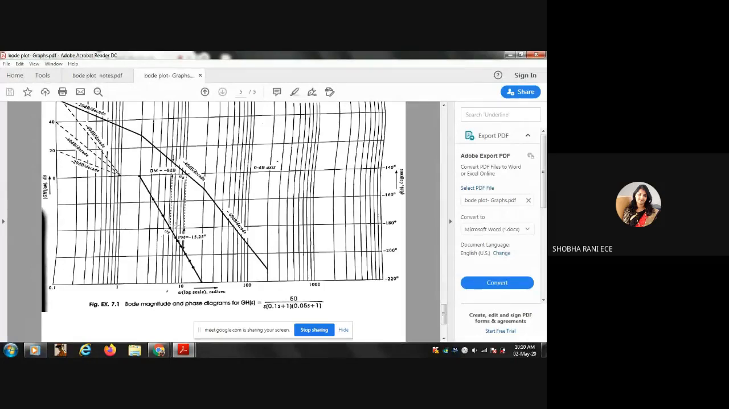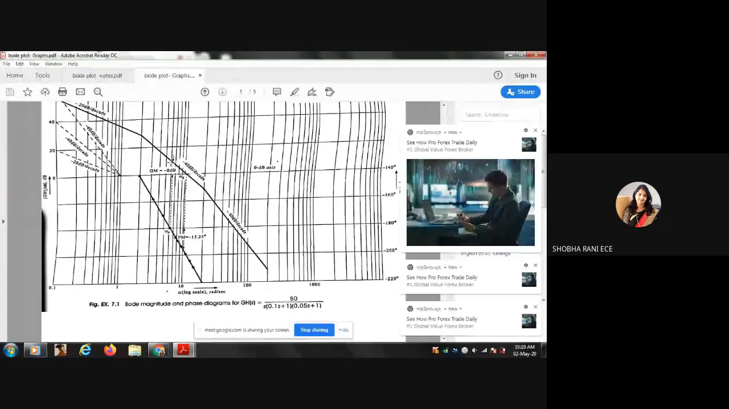Now you can see here from omega p, I went up and I got a point here. Just see the cursor here. This point is above the 0 dB line.